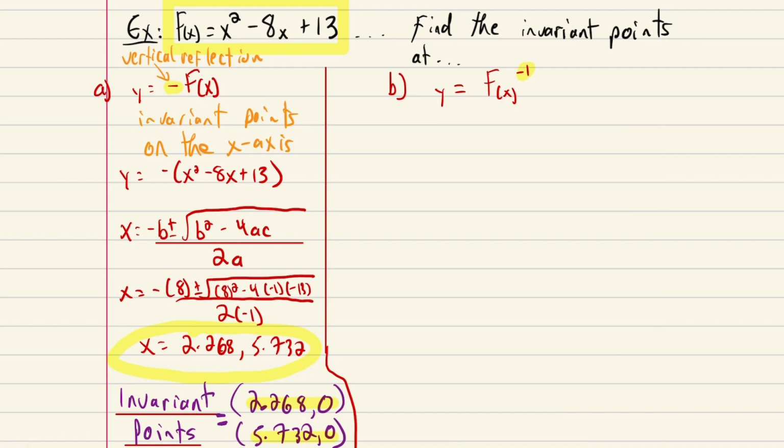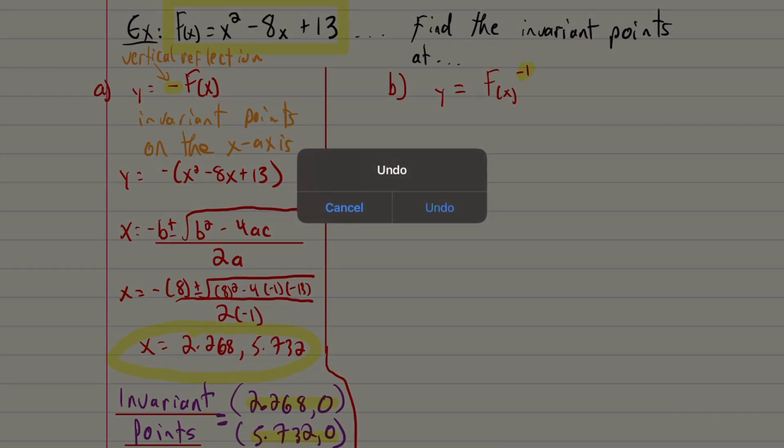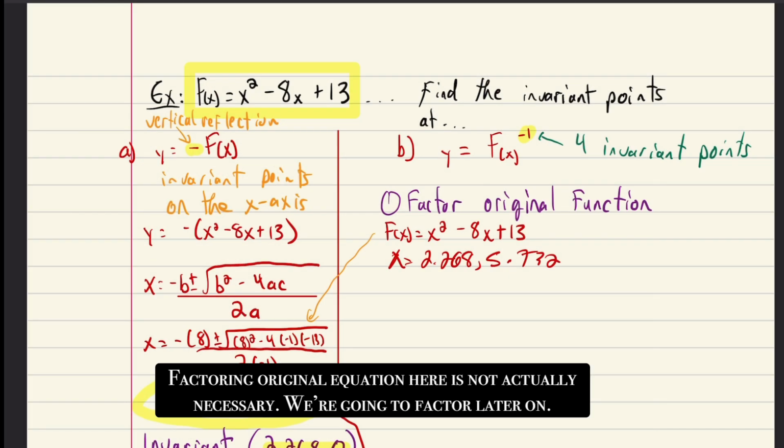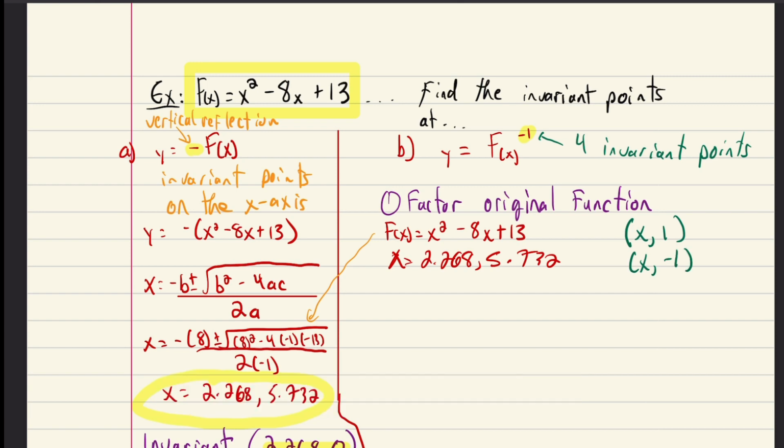Now, because we're getting the reciprocal of a quadratic, we know that there are going to be 4 invariant points. Here's the part that's going to be different. When it's the reciprocal of a quadratic, we know that there are 2 invariant values for y. We have invariant points at y = 1 and y = −1. And since we have 2 x values, there will be 2 for each of these, giving us a total of 4. So the way we're going to do this is to insert y = 1 into the quadratic.